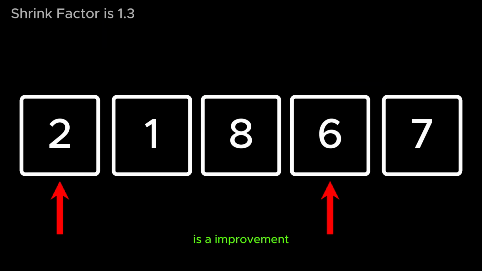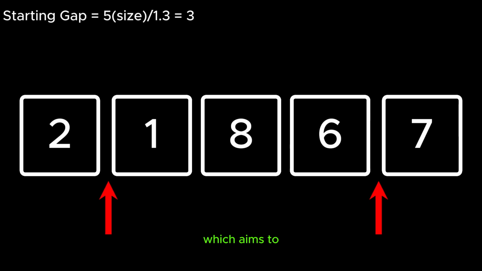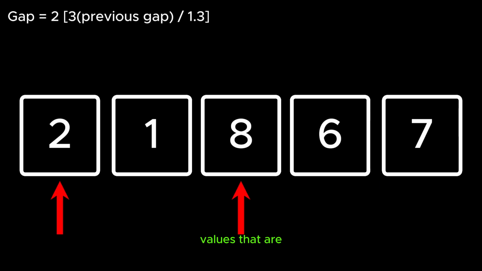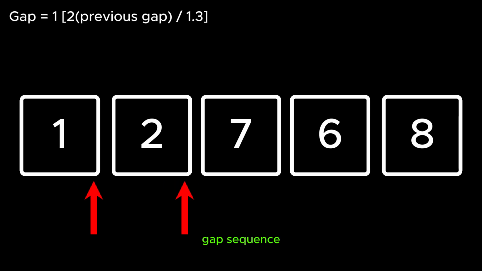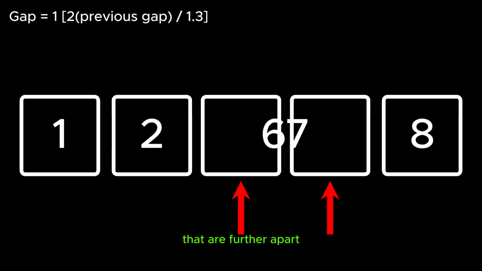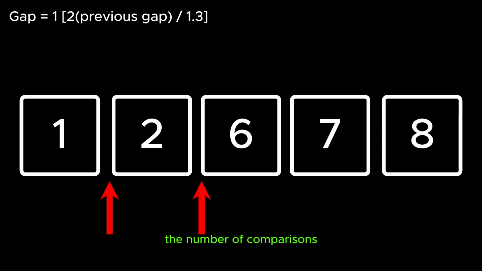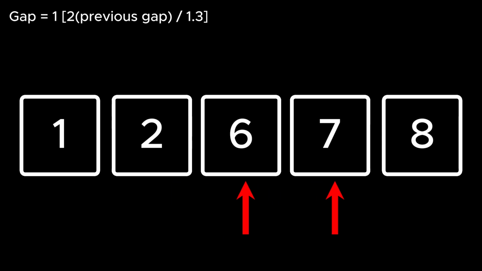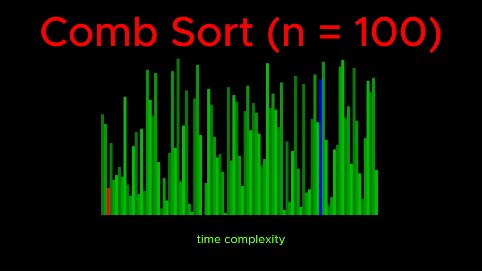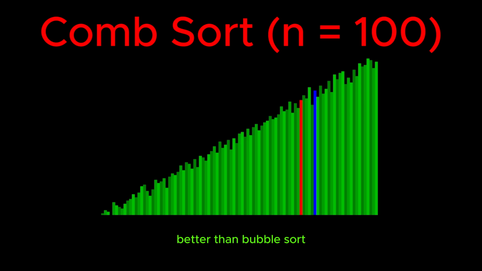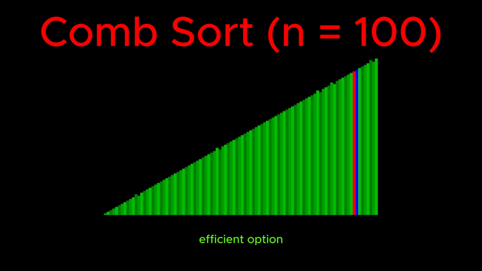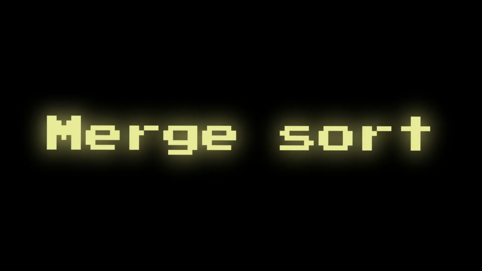Comb sort is an improvement on bubble sort, which aims to eliminate the small values that are, in quotations, stuck at the end of a list. It uses a gap sequence to compare elements that are further apart, which helps reduce the number of comparisons and swaps. The worst case time complexity is big O of n squared, but the average time complexity can be better than bubble sort, making it a more efficient option in certain cases.